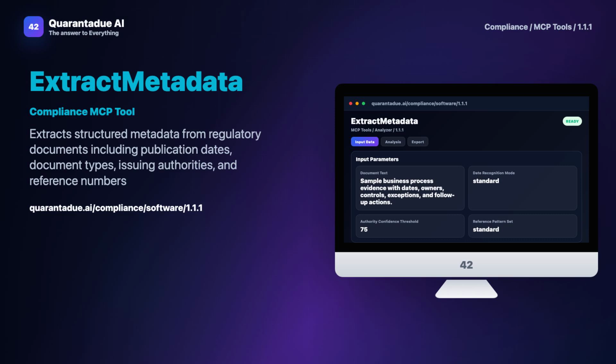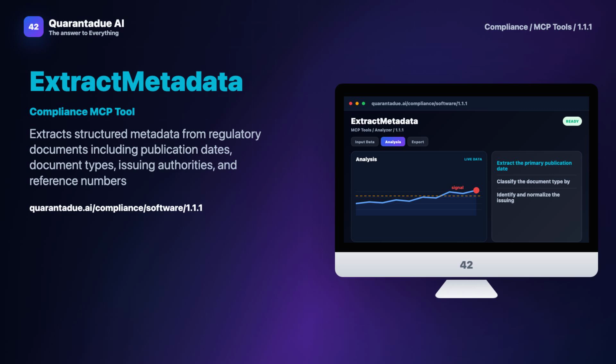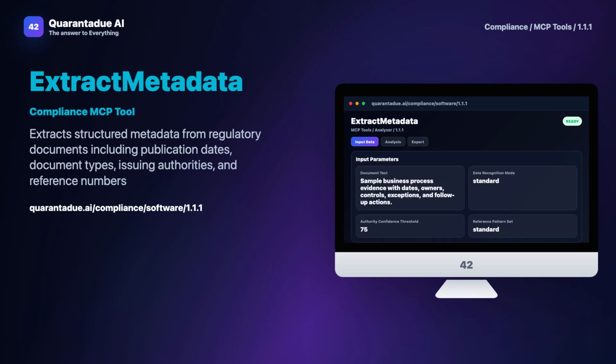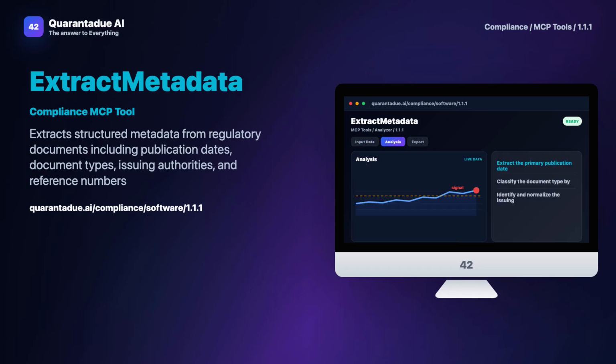Extract Metadata is compliance software for a specific operational decision. Extracts structured metadata from regulatory documents including publication dates, document types, issuing authorities, and reference numbers. This video explains what the tool does, why the workflow matters, and how the output becomes useful decision evidence.